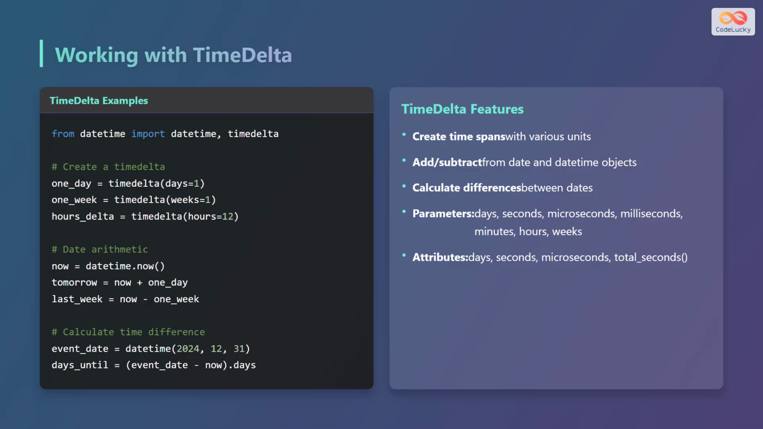Some TimeDelta features include creating time spans with various units, adding or subtracting from date and DateTime objects, calculating differences between dates. The parameters include days, seconds, microseconds, milliseconds, minutes, hours, and weeks. And some attributes include days, seconds, microseconds, and total seconds.